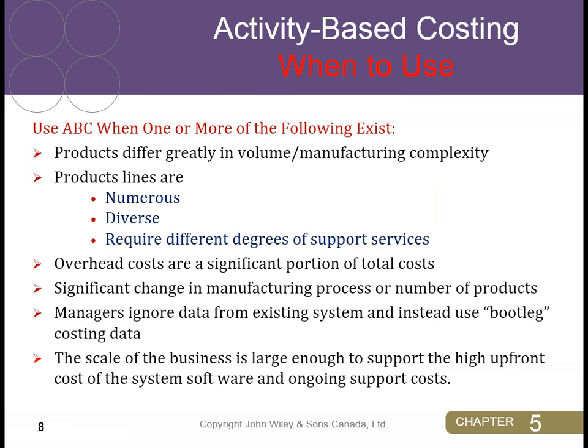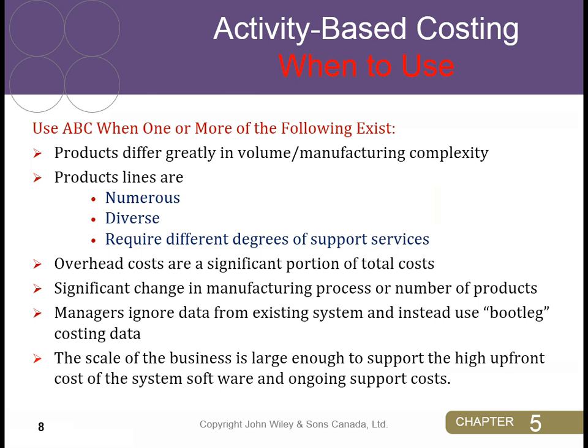When would you use it? We've kind of already talked about this. The things I want to highlight are basically one of the key components: when you have an overhead cost situation where it's a significant portion of your total costs. If your overhead is very minuscule, a small part of your total cost of operations, you're probably not going to use activity-based costing because the cost-benefit ratio isn't there. If you're off a couple of bucks here or there by using a traditional approach, that's probably okay because your overhead's such a small number.